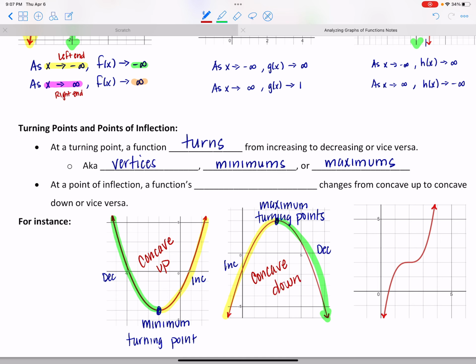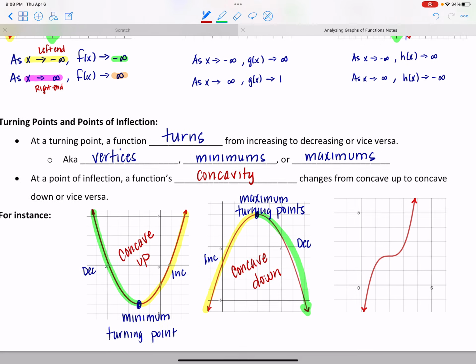And those are behaviors that not only can be seen with the increasing to decreasing change, but the actual concavity itself can change with what we call a point of inflection. So between an increasing and decreasing interval, we will see a piece of graph that is either concave up or concave down. But inflection points will actually change the behavior. We will change from concave up to concave down, or vice versa. So at a point of inflection, a function's concavity changes.